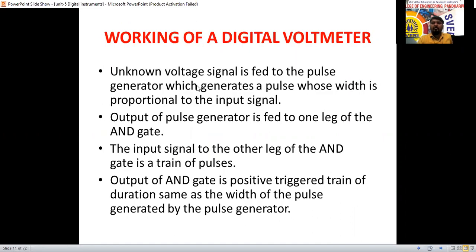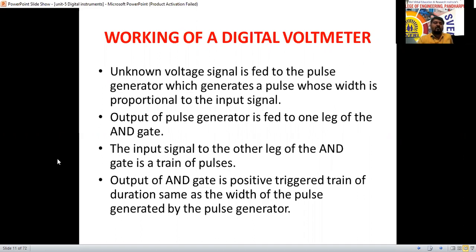See here, the unknown voltage signal is fed to the pulse generator, which generates a pulse whose width is proportional to the input signal. Whatever the width is, that same width it is going to provide to the AND gate. So the output of the pulse generator is fed to one leg of the AND gate. The input to the other leg of the AND gate is a train of pulses, which we always use here.